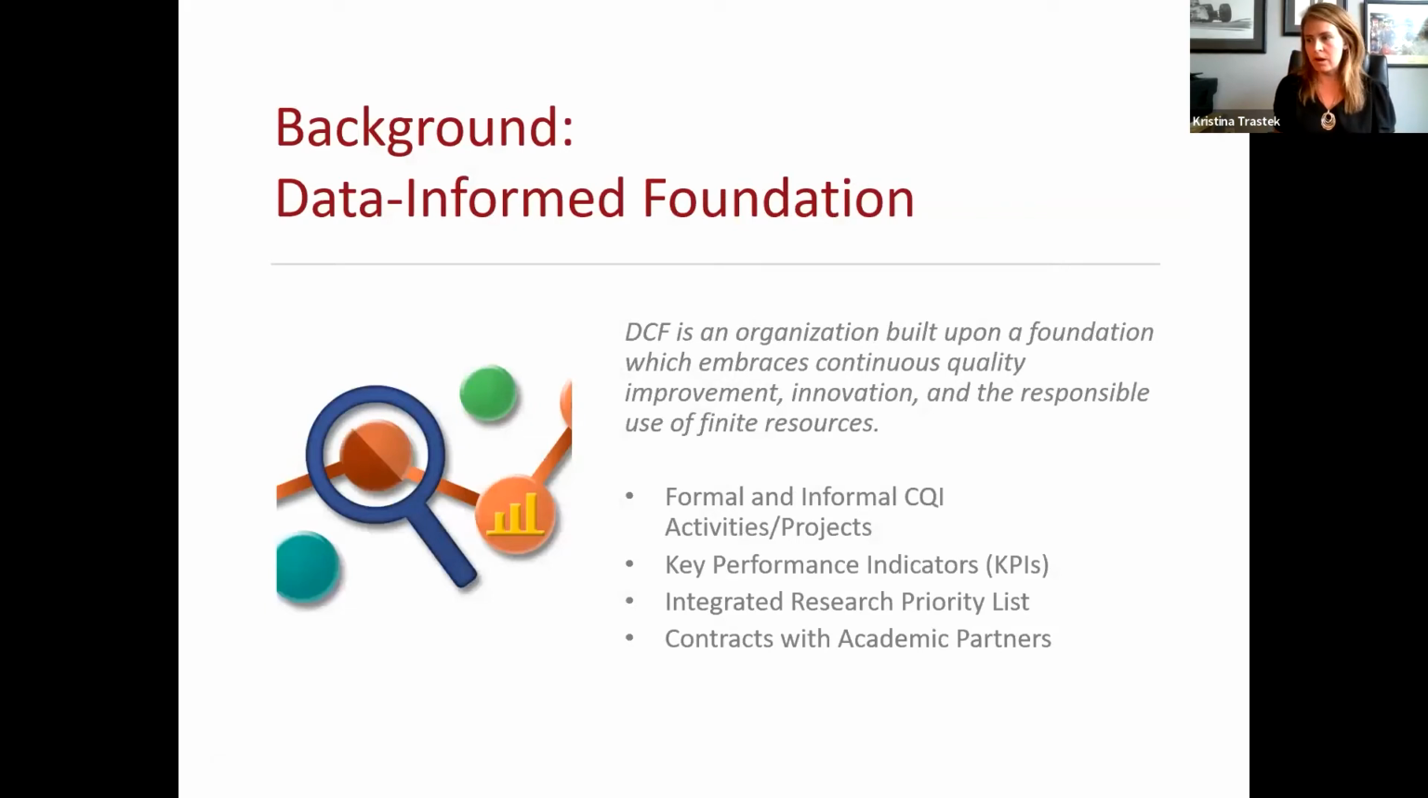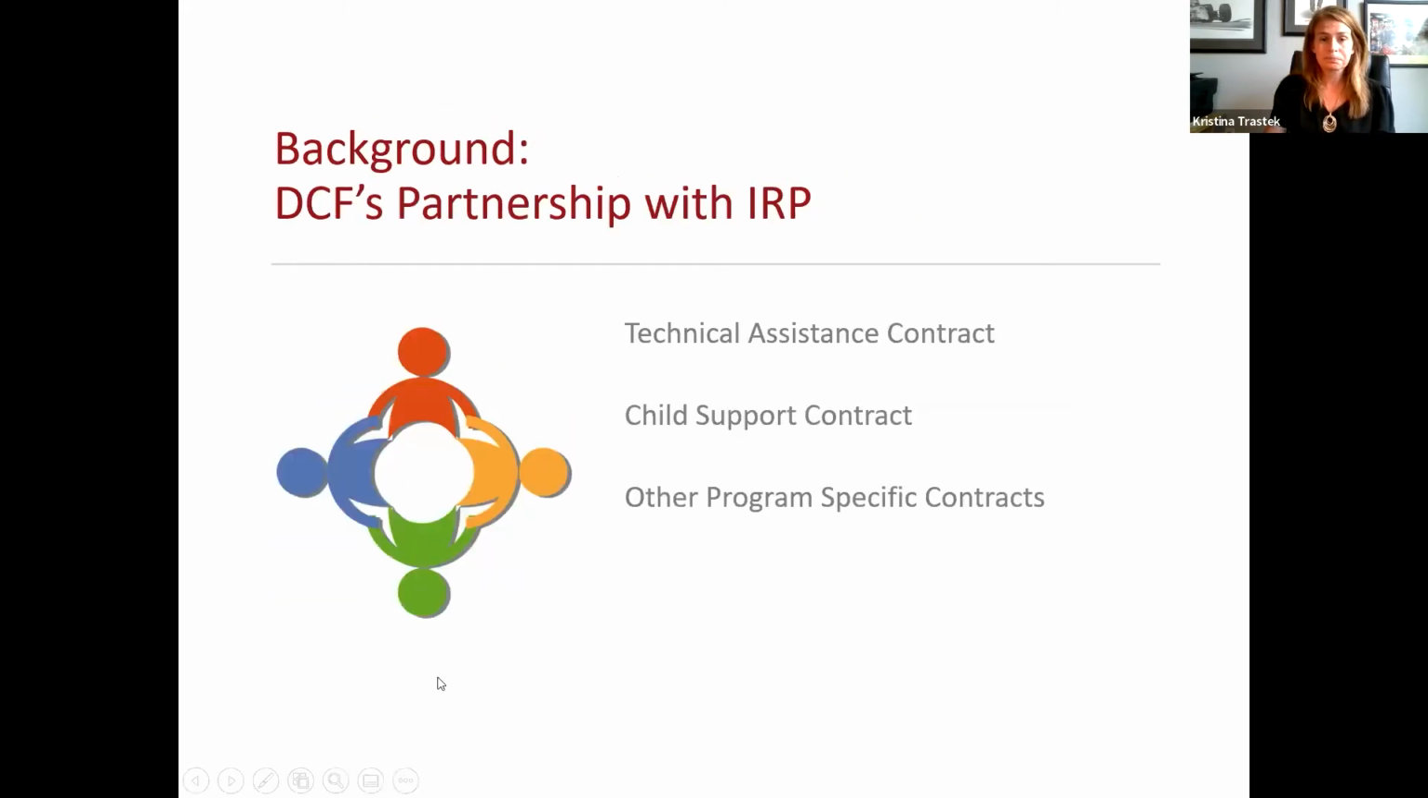I think some other important background is that DCF really was built on a foundation, and continues to be built on a foundation, of continuous improvement as well as performance management. So that not only means that within DCF we need to build our internal capacity, but it really promotes the idea of leaning in to working with our outside partners. And one of that is really contracting with our academic partners. So we currently have numerous contracts with IRP as well as the School of Social Work, so I think it is important to think about how this relationship works.